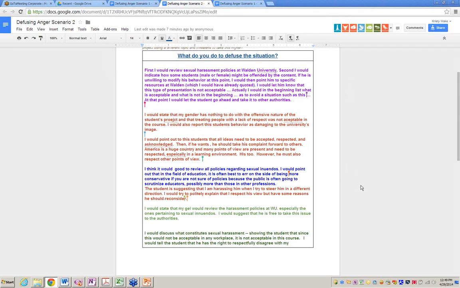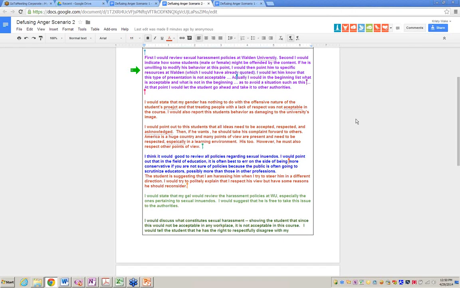Scenario 2, remember, was the one that dealt with the sexual harassment, the sexual innuendo, etc. The first person there is talking about, would review the policies at Walden and indicate how some students might be offended by the content. If he's unwilling to modify it, would point him to specific resources, and let him know it's not acceptable, and would have in the beginning what is acceptable and what is not, which is probably a good idea, and I think that assignment has now been changed to include that.